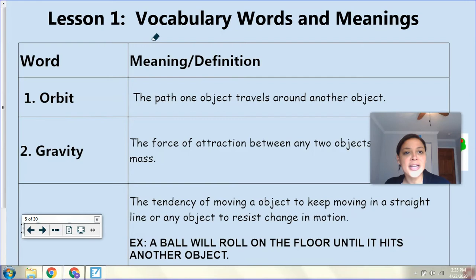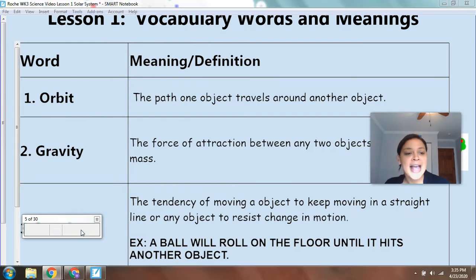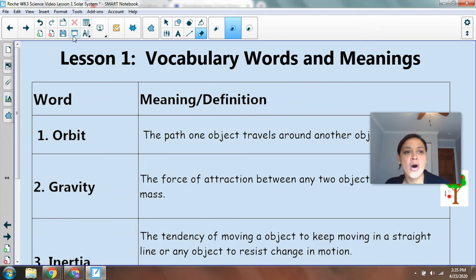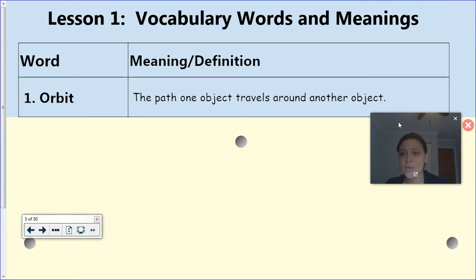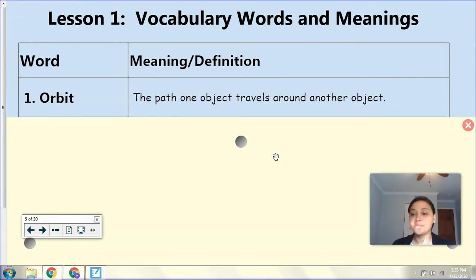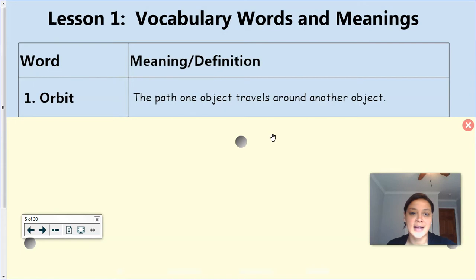Boys and girls, I'm going to introduce the definitions for our vocabulary words. As I do this, I'm going to say pause and have you write down the vocabulary word and the definition. When you hear pause, you may pause the screen, and if you have your science notebook, you can write the vocabulary word and the definition in your notebook. Our first word is orbit, and it means the path one object travels around another object. When we talk about the Earth and the sun, our Earth orbits the sun. It travels around the sun. Please pause and write down your first vocabulary word and the definition.